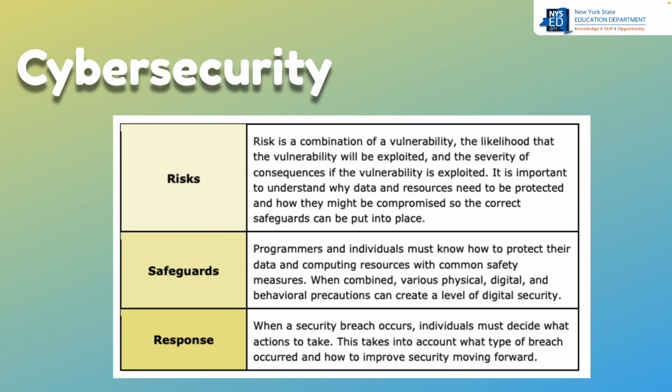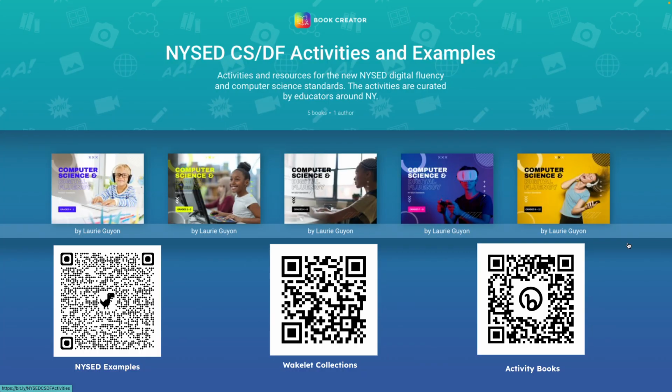The first one is risk. Here we're thinking about the vulnerability and the consequences if something happens. We're thinking about what we need to do anytime we use or expose to technology. Under safeguards, we're thinking about what we're going to do to protect ourselves, our digital security, and our safety measures to make sure that we're doing what needs to be done and what can be done to protect ourselves. And then finally, the response is when there's been a security breach, thinking about what we're going to do to take action to protect whatever we can and then improve that security moving forward.